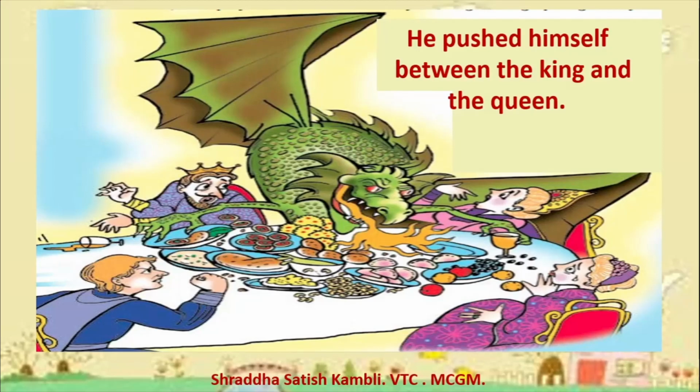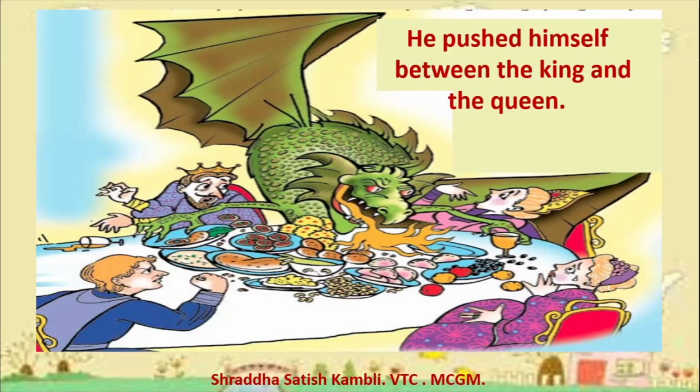Now what did the dragon do? He pushed himself between the king and the queen. So can you see? He pushed the king and the queen aside and he sat right in the middle of the king and the queen. Now suddenly everyone was scared.